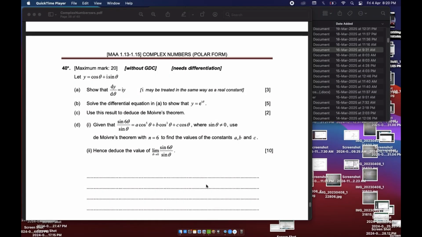Right, so we are doing a question in complex numbers, and this is question number 40, a 20 marker. We've been given a function y equal to cos theta plus i sin theta, and first we need to show that dy/d theta is equal to iy. It says i may be treated in the same way as a real constant.